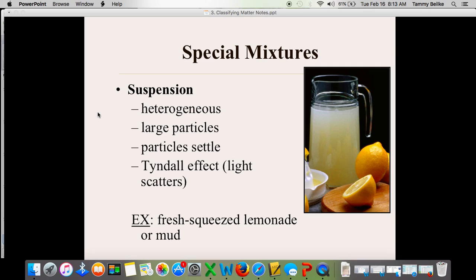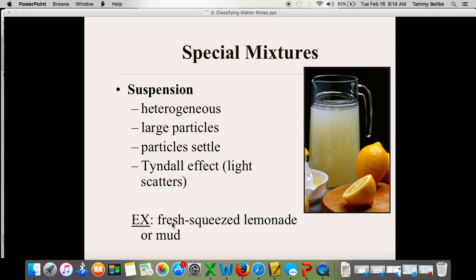Alright, so some more special mixtures. Now we're getting into heterogeneous. We have suspensions. Suspensions are heterogeneous mixtures that have very large particles, and those particles eventually settle out. And if you've got it sitting out, it might take a while, but eventually all the pieces will settle out, and the solvent will look clear or see-through. Suspensions do have a Tyndall effect because that light is able to scatter off those really large particles.